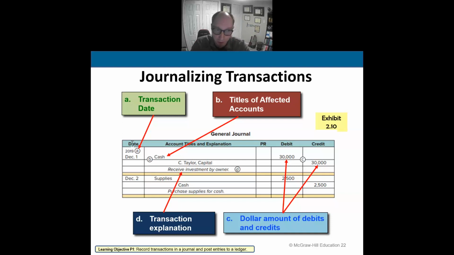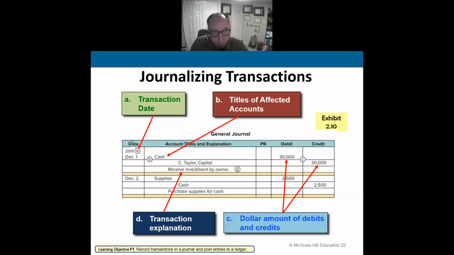Okay. So here is an example of a journal entry. There are 2 transactions here on this journal. The first thing we identify is the transaction date. When did that transaction take place? The date is so important because accounting is identified in this thing called accounting periods. An accounting period can be a month, a quarter, half a year, or a full year. Those are called accounting periods.